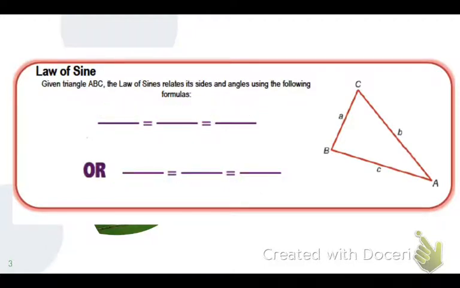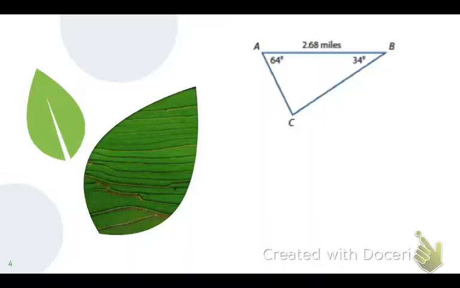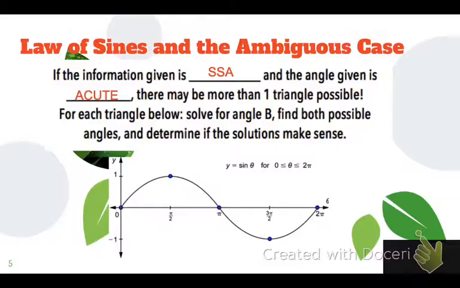So let's look at a couple of examples of the law of sines. For the first triangle, you'll notice that we have 2 out of the 3 angles, and I have an opposite side, which would be opposite of angle C.